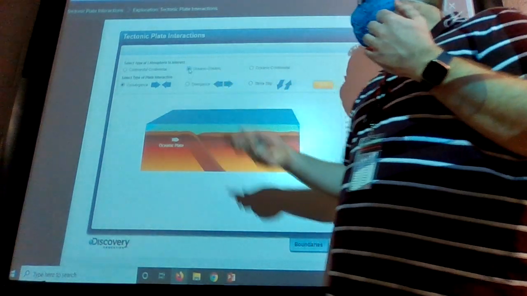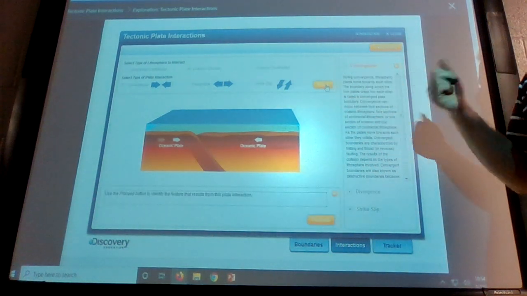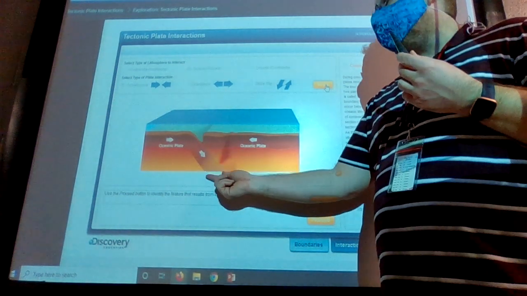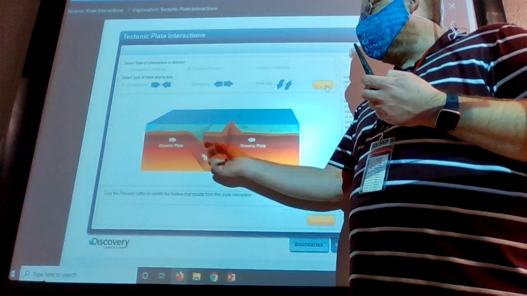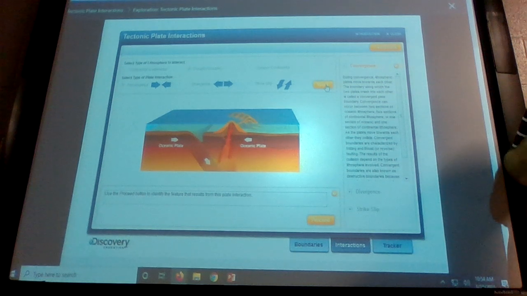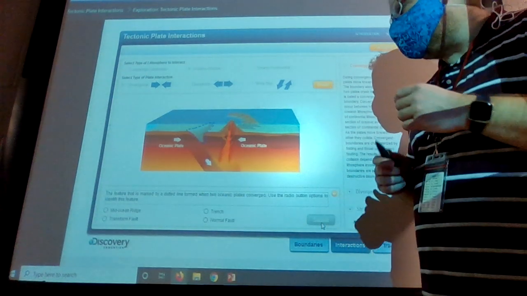Let's go to oceanic convergence. They're going to come together. One of your oceanic plates is going to be pulled down underneath the other one. You're going to get a little bit of a trench, and you'll get some volcanoes showing up out in the ocean, similar to like the islands of Japan. So now that that's done, proceed.